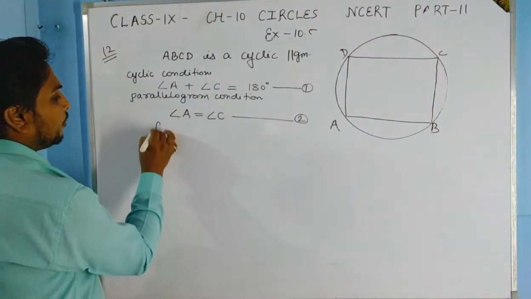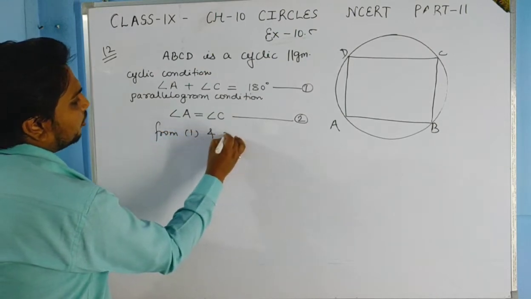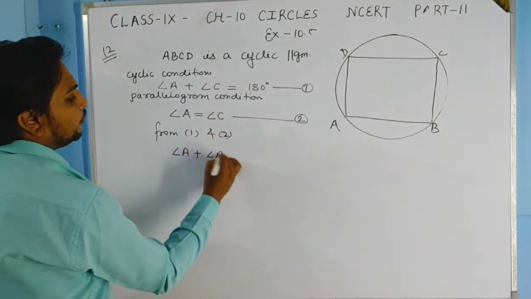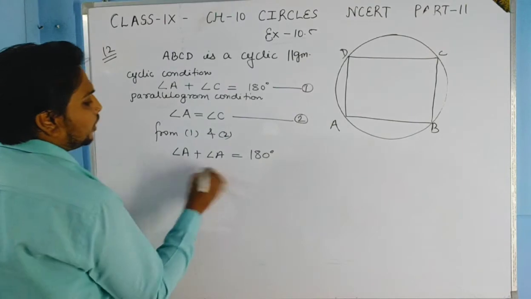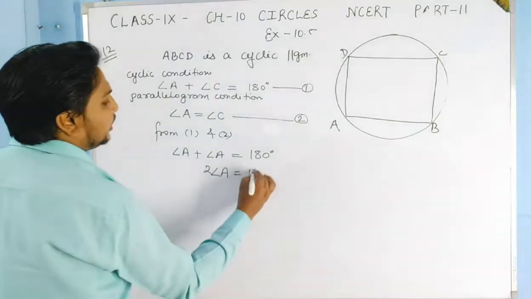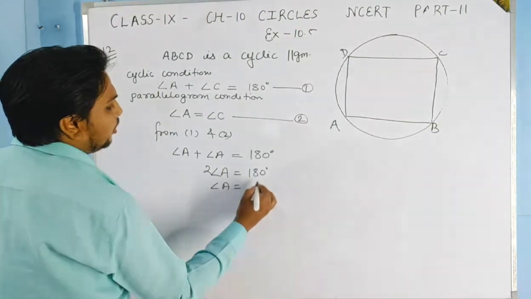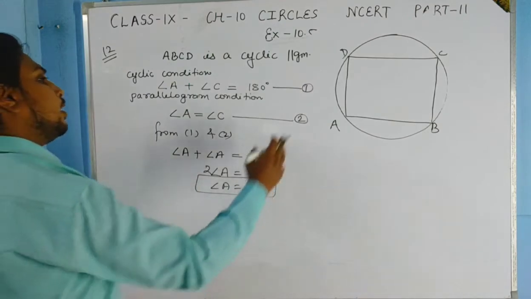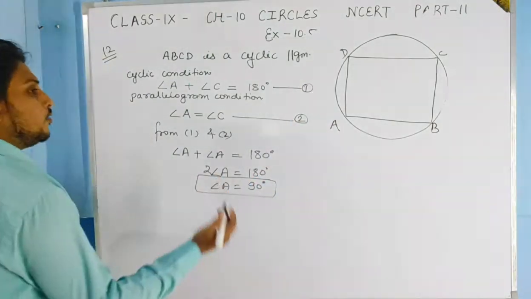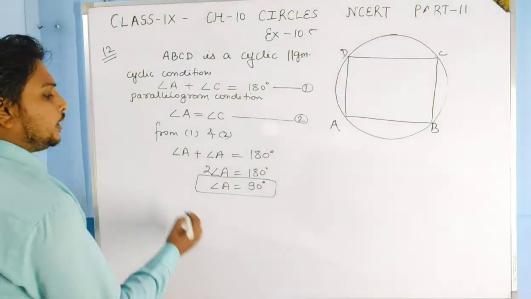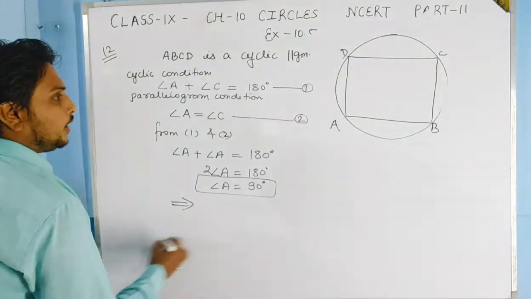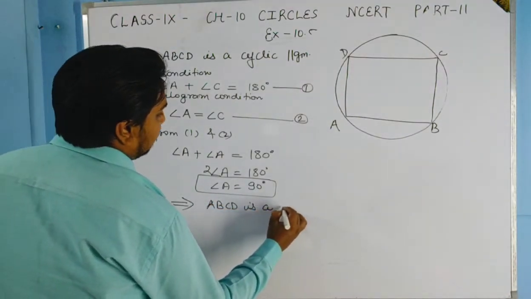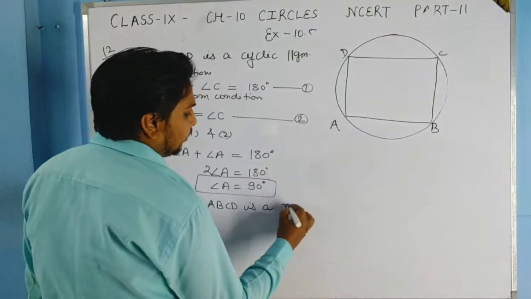So from 1 and 2, you can see that in place of angle C we can put angle A, so it will be 180 degrees. Now angle A plus angle A, 2 into angle A, is equal to 180 degrees. Now angle A will be what? Angle A will be 90 degrees. So here students we have shown that one angle of this parallelogram is 90 degrees. Then it will imply that ABCD is a rectangle.